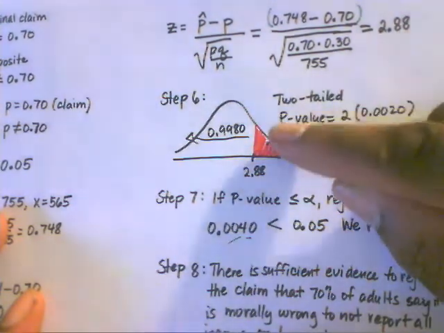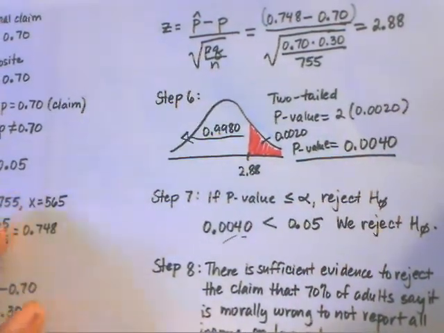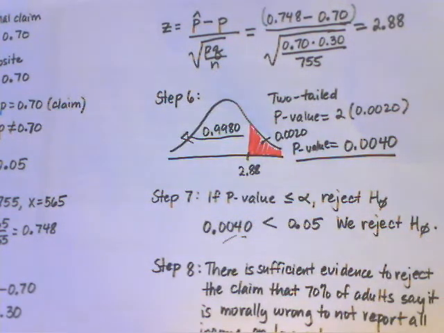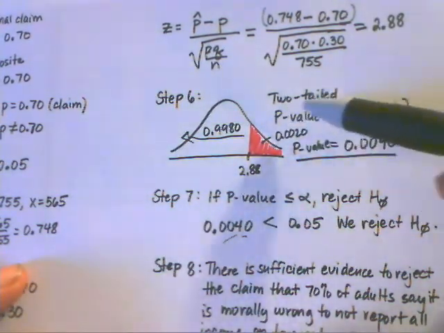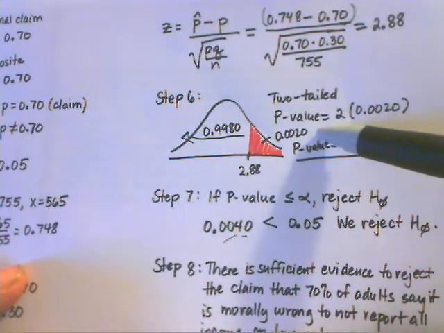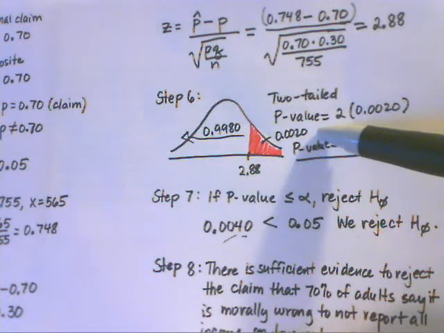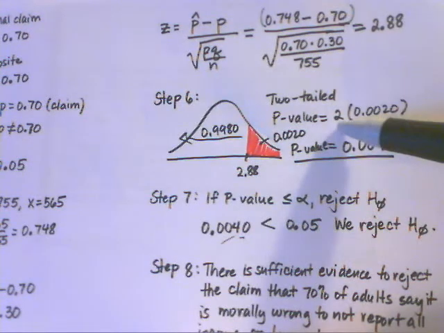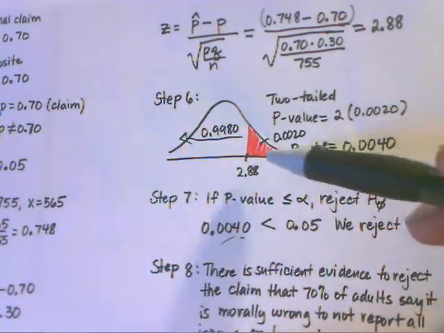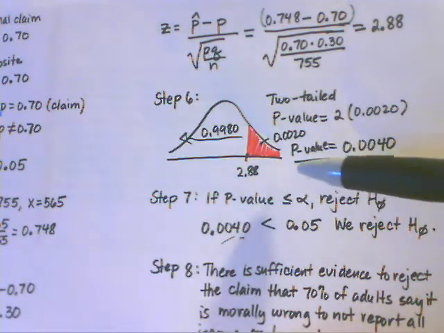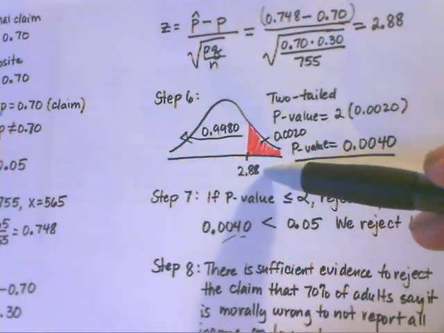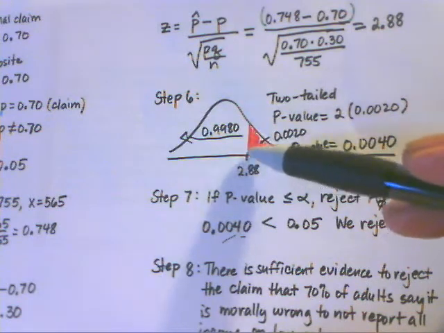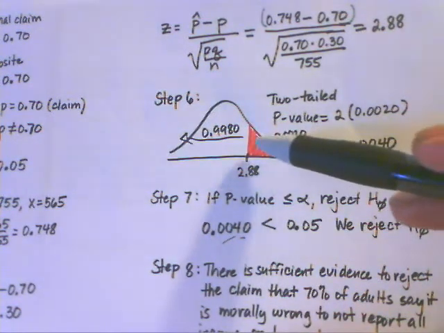Now you're going to use that in step number 6, finding the p-value, because we want to use the p-value method. Here I drew the normal curve. This is a two-tailed test, and we're using a p-value approach. Back in section 8.2, we talked about how to calculate the p-value when you're given a two-tailed test. That means you have to take 2 times whatever the probability value is for 2.88. And 2.88 is here, and we're looking for this shaded area to the right.